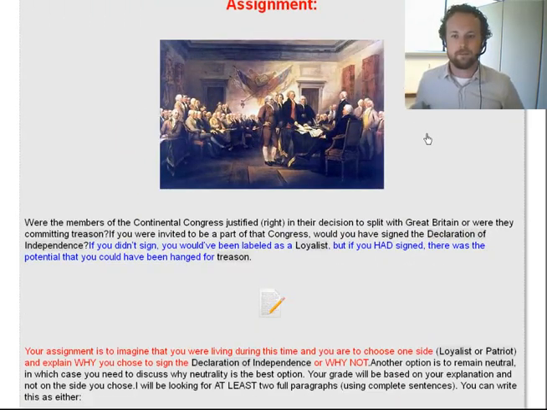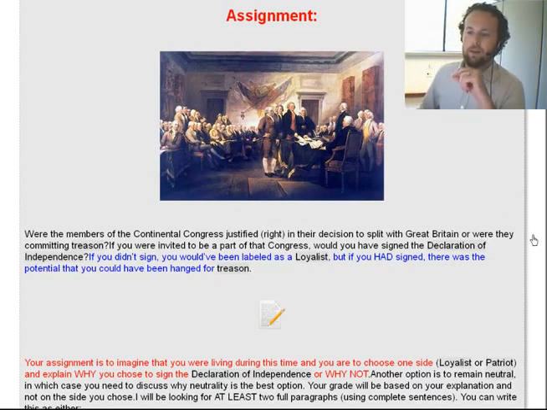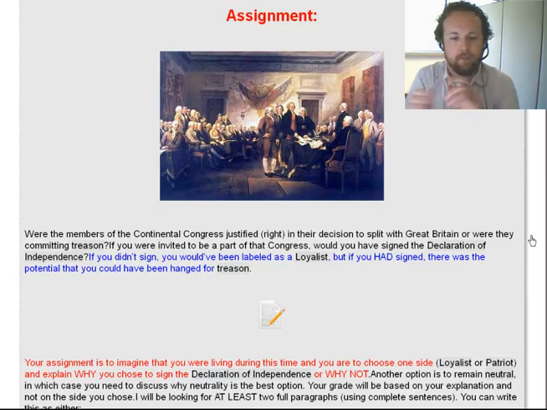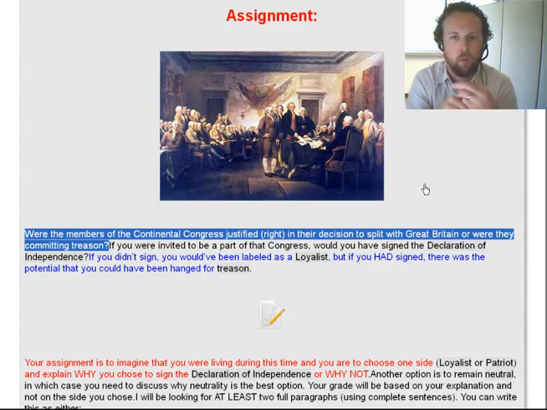Which brings us to our assignment for today. So I want you to think about this question. Were the members of Congress justified in their decision to split from Great Britain, or were they committing treason? Think about that. Were they right in what they were doing, or were they committing treason? There's arguments that can be made for both sides, and there's an argument that says they were doing both at the same time. So with that in mind, I want you to put yourself in their shoes.